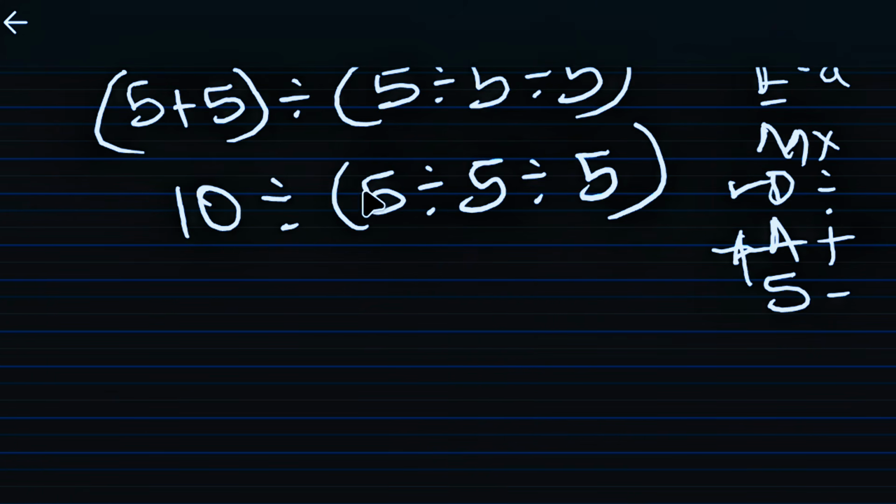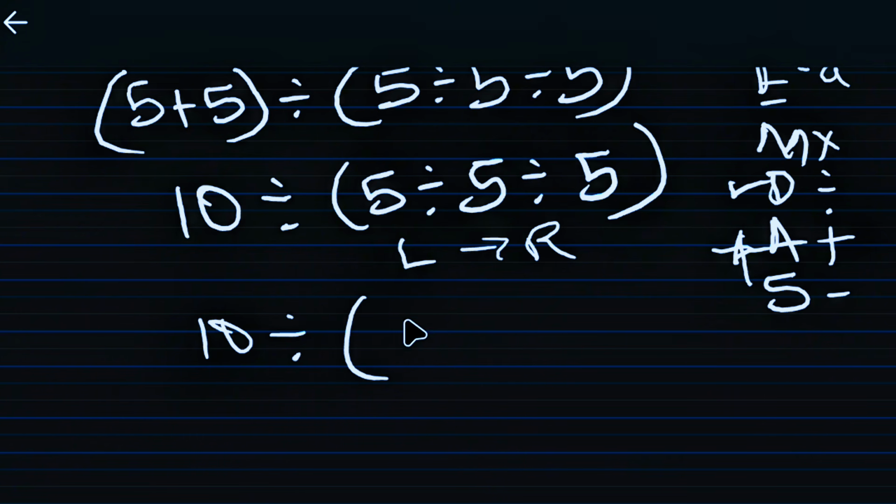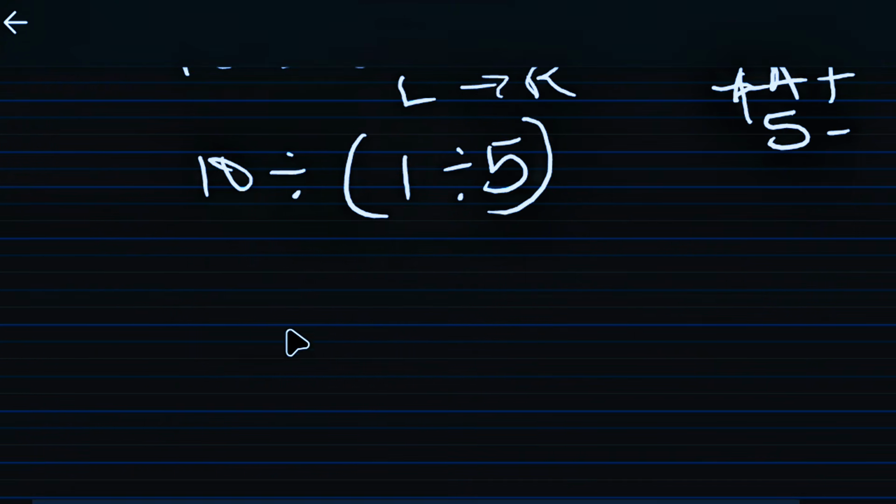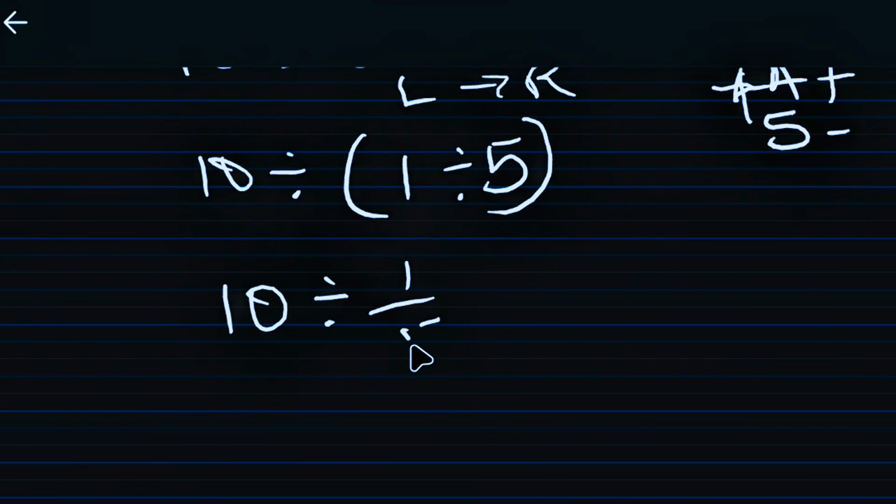Now we will attend to these parentheses here. And according to the order of operation, when you have more than one division in an expression, you have to solve from the left to the right. Okay, so we'll have 10 divided by, inside the parentheses we'll have 5 divided by 5, and that will give us 1 divided by 5. Okay, so we are going to rewrite this expression because these terms inside parentheses cannot give us a whole number. 1 divided by 5 cannot give us a whole number. So we are going to have 10 divided by 1 divided by 5.